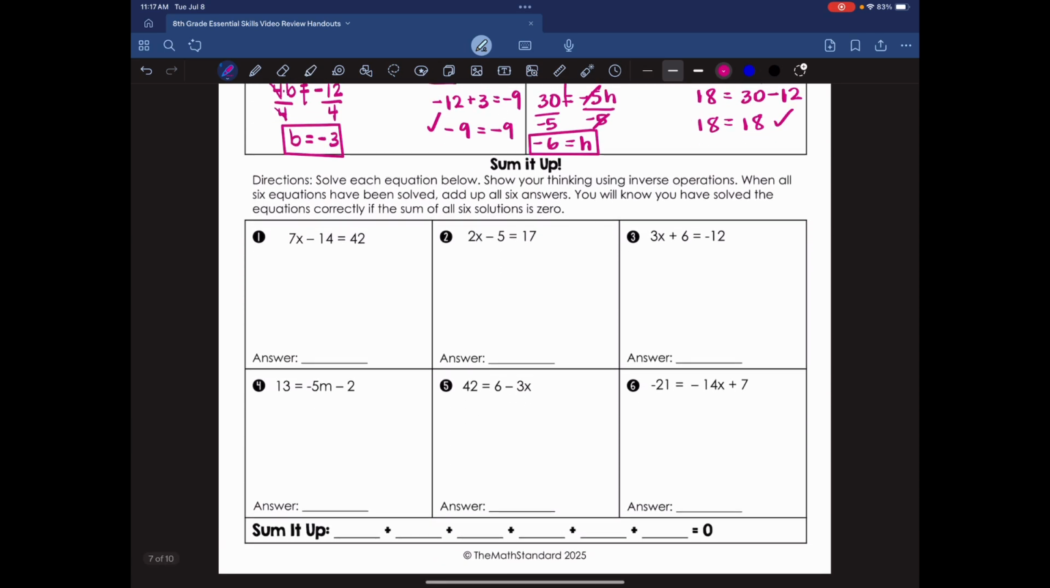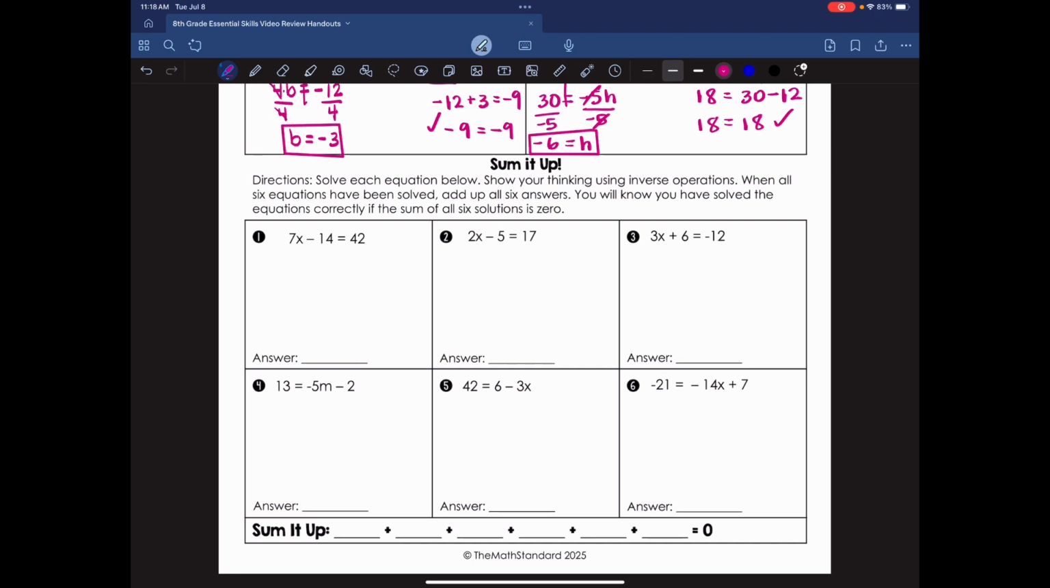The directions say, solve each equation below. Show your thinking using inverse operations, which are the steps we were showing above. When all 6 equations have been solved, add up your 6 answers below in the sum it up box. You will know you have solved the equations correctly if the sum of all 6 solutions is 0.